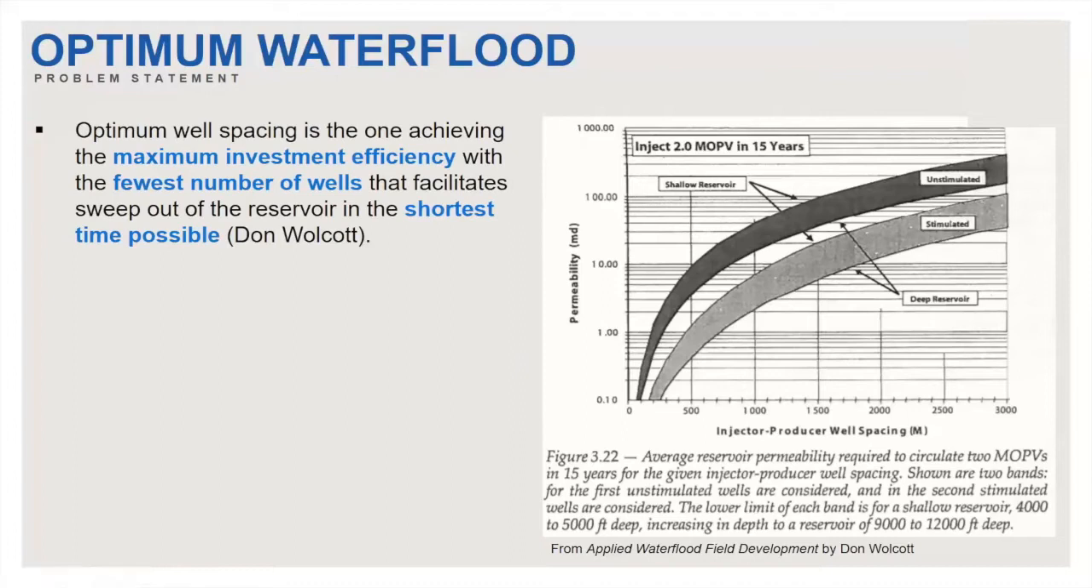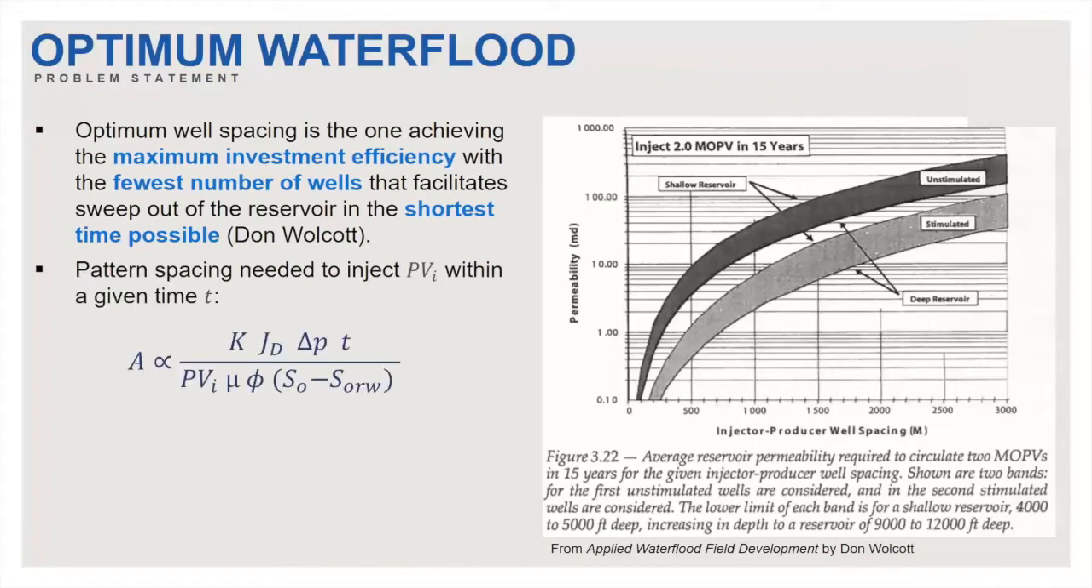A nice way to say it, as Don Walcott said in his applied waterflood book, is that the optimum well spacing is the one achieving the maximum investment efficiency with the fewest number of wells that facilitates the sweep out of the reservoir within the shortest amount of time.